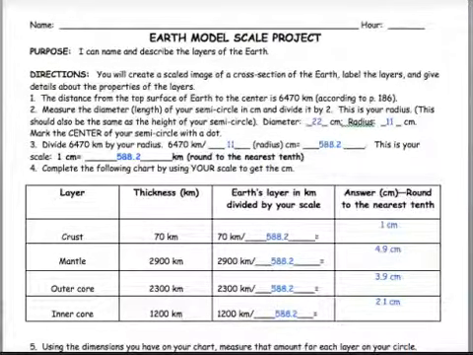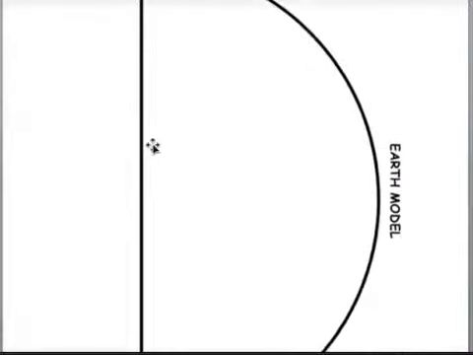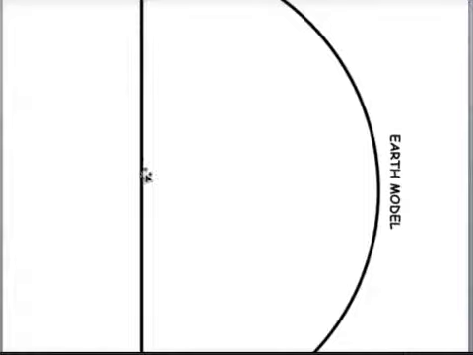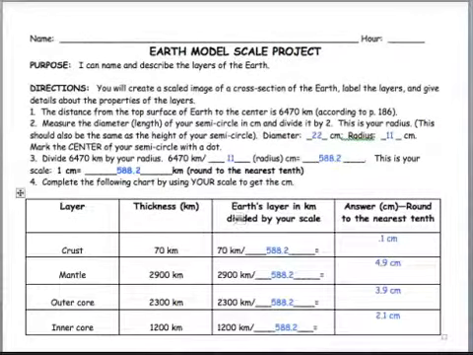It then says mark the center of your semicircle with a dot, so you will need a ruler to do this. You'll have to mark somewhere right around in here, right at 11 centimeters, a dot right on the line, because you're going to be needing that center point. After that, number 3 says divide 6,470 kilometers by your radius. So 6,470 divided by 11, right here in blue, equals 588.2. It says this is your scale. So 1 centimeter on our piece of paper, in all reality, would equal 588.2 kilometers.